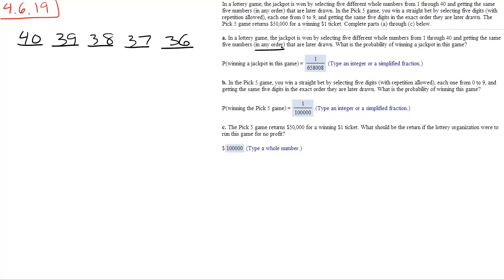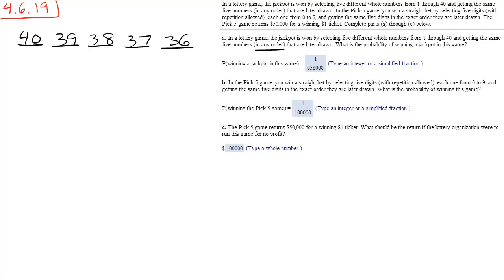In any order. So that means, again, if you chose 1, 2, 3, 4, 5 as your 5 lottery numbers, or if you chose 5, 4, 3, 2, 1, that's considered the same pick. It's the same 5 numbers. So when order doesn't matter, we're not done, right? If order matters, this is it. This is how many ways we can choose 5 items out of 40 total items where order matters. This counts all the different permutations.